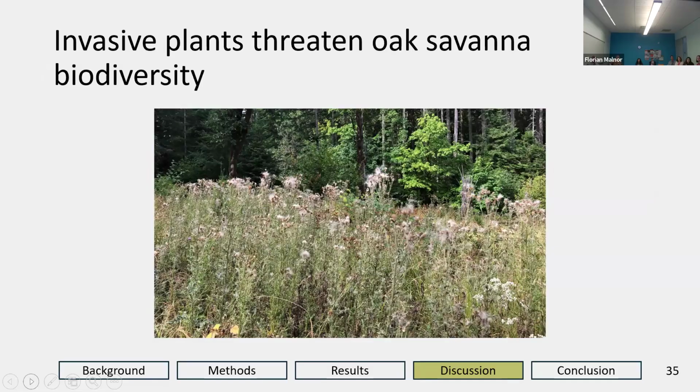So this is a picture of one of my research sites in August. It is covered in Canada thistle. And let me tell you, I had to walk through that along my transects to count the number of plumes. It was really not fun. But I did it, and I don't have to do it again.